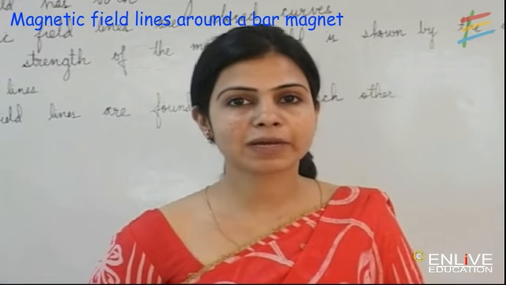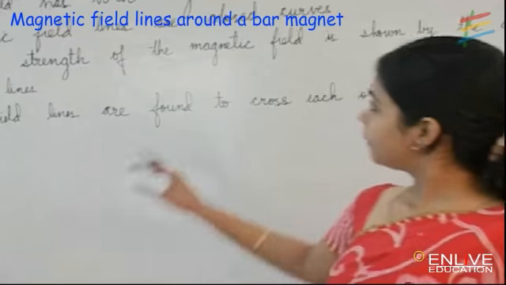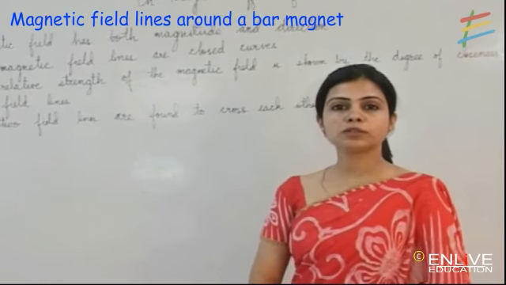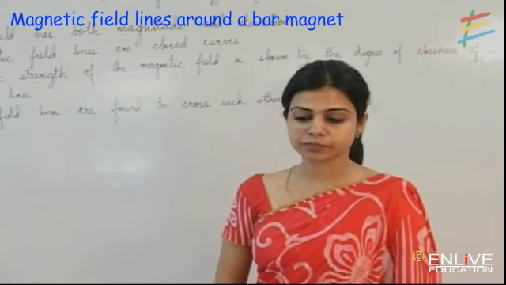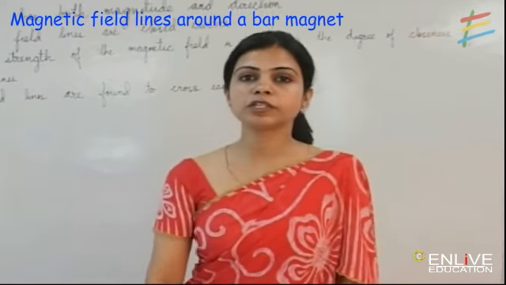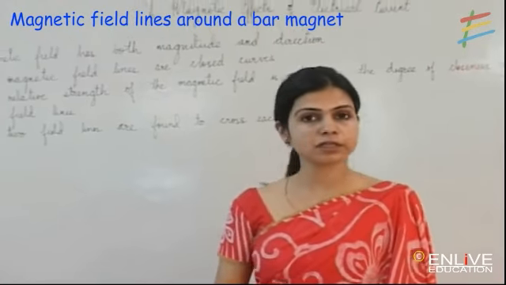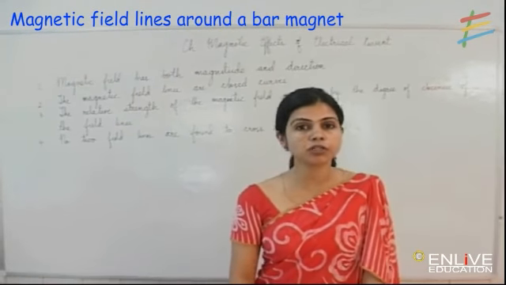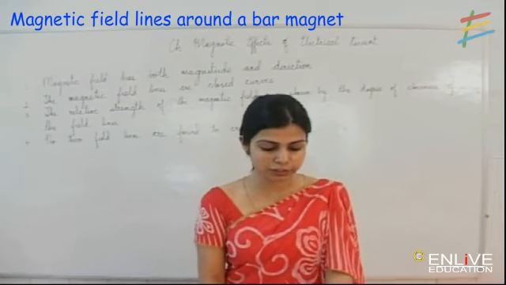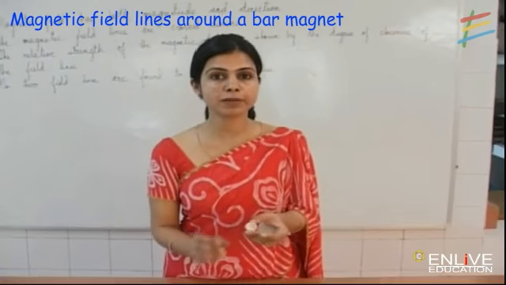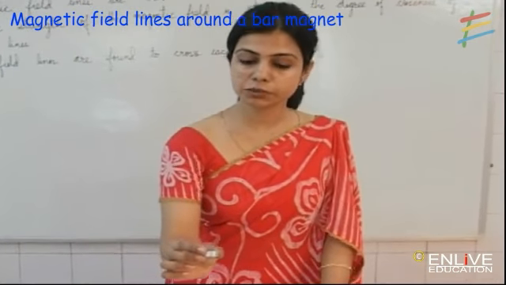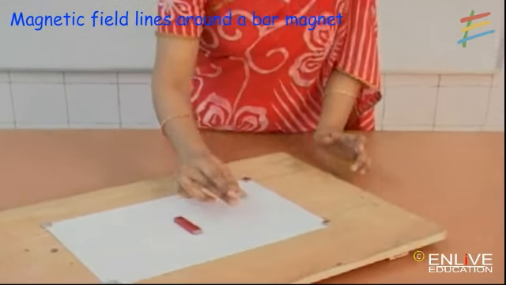Let us learn about magnetic fields. Magnetic fields have both magnitude and direction. However, we cannot calculate the magnitude of the magnetic fields right now, but we can surely observe the direction of the magnetic field. To observe the direction of the magnetic field, we can do it with the help of a compass needle.